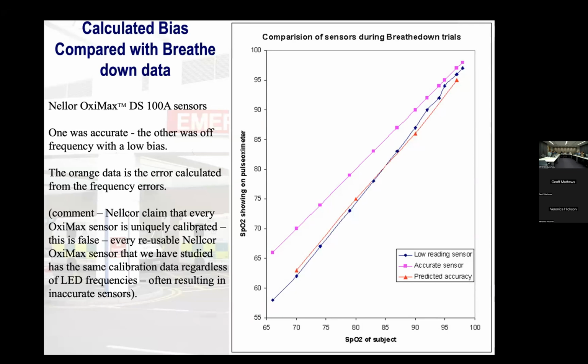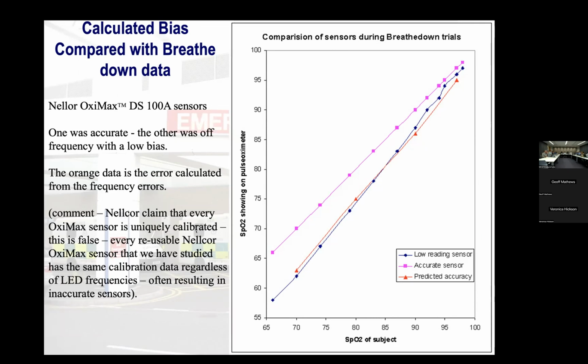Now here we have a breakdown of two OEM Nellcor finger clips, DS100As. One was spot on, and the other had a low bias. So we did a breakdown and compared the two. The data there with triangles crisscrossing at the bottom of the two is the prediction of the performance of the sensor based on knowledge of the frequency areas. The prediction made mathematically from wavelength errors and what we saw in the breakdown match very closely.